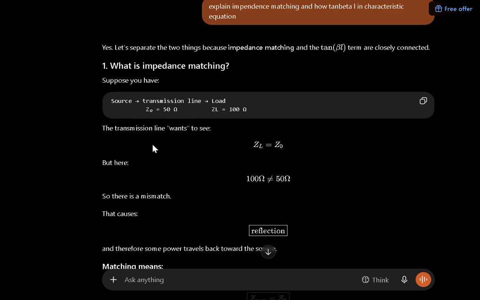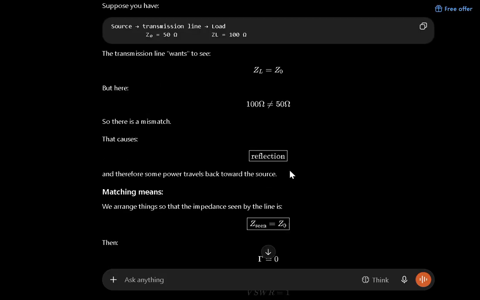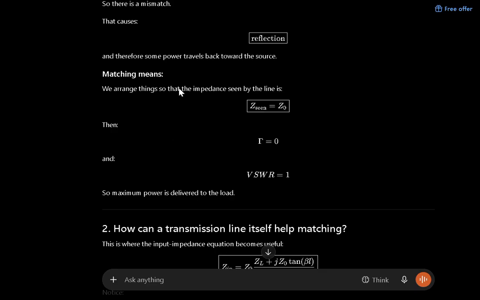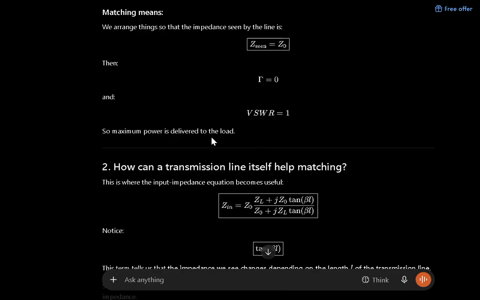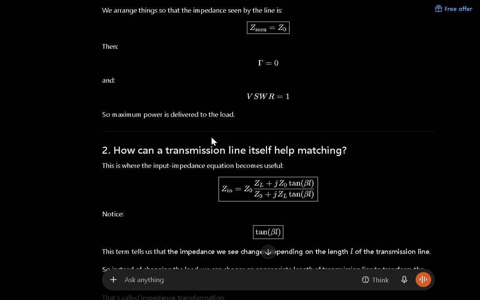Suppose you have a source, a transmission line, and a load. The transmission line wants to see ZL equal to Z0, but here 100 ohms is not equal to 50 ohms. Because we have a load impedance of 100 ohms and a line impedance of 50 ohms, that causes a reflection, and therefore some power travels toward the source. Matching means we arrange things so that the impedance seen by the line is Z seen equals Z0. Then the reflection coefficient equals 0, and VSWR equals 1, so maximum power is delivered to the load.